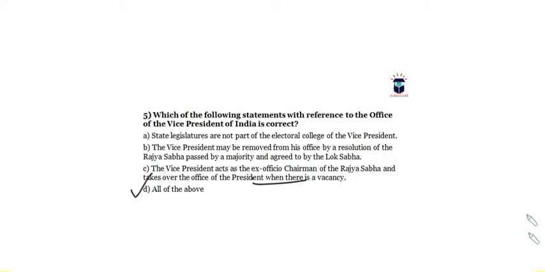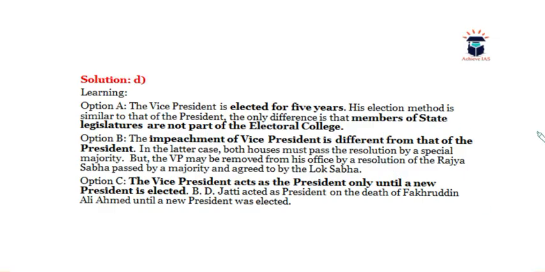Now let's move to the explanation part. All these are correct. The Vice President is elected for 5 years. His election method is similar to that of the President, but the only difference is that the members of state legislatures are not part of the electoral college electing him. The impeachment of the Vice President is different from that of the President. In case of removal of the President, both houses are required to pass a resolution by a special majority, but in case of the Vice President, he can be removed from his office by a resolution of Rajya Sabha passed by a majority and agreed to by the Lok Sabha. The Vice President acts as the President only until a new President is elected. B.D. Jatti acted as the President on the death of Fakhruddin Ali Ahmed until a new President was elected. So this was about these 5 questions, friends.